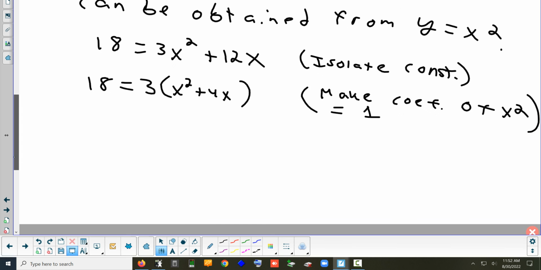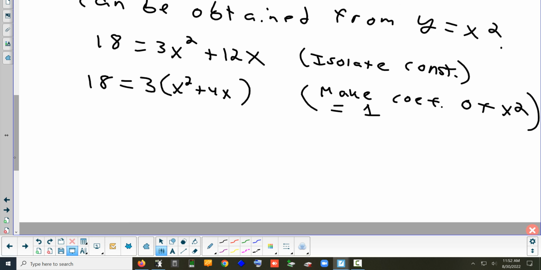Wait, so what was the constant in that case? 18, okay, when we move it to the other side. It was negative 18. What's constant? Constant? Okay, alright. Term without a variable. Okay, thank you. Sorry. No, that's fine.